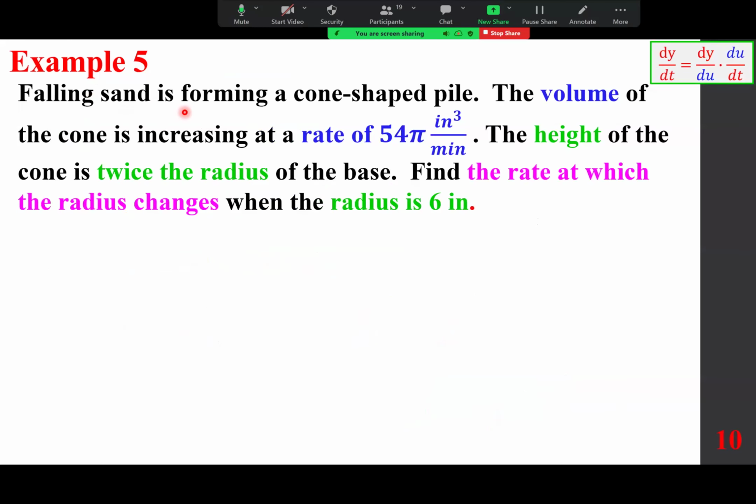Example 5, falling sand is forming a cone-shaped pile. The volume of the cone is increasing at a rate of 54 pi cubic inches per minute. The height of the cone is twice the radius of the base. Find the rate at which the radius changes when the radius is 6 inches.